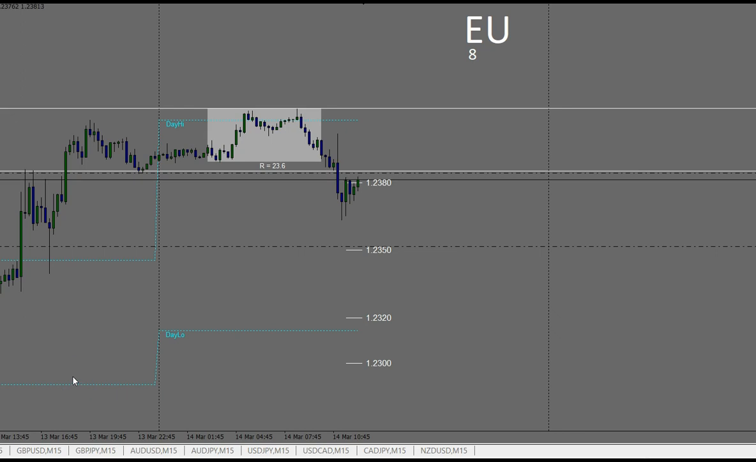Back again. Looks like that price action that we saw happening earlier on has just petered out for the time being. A lot of the pairs are just going sideways at the moment. So I'll just run through these.